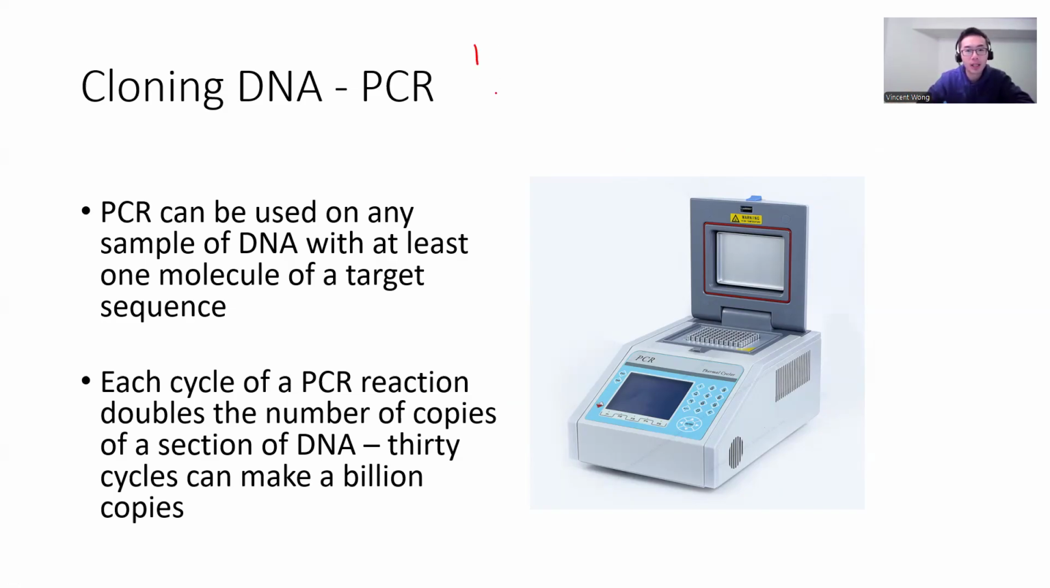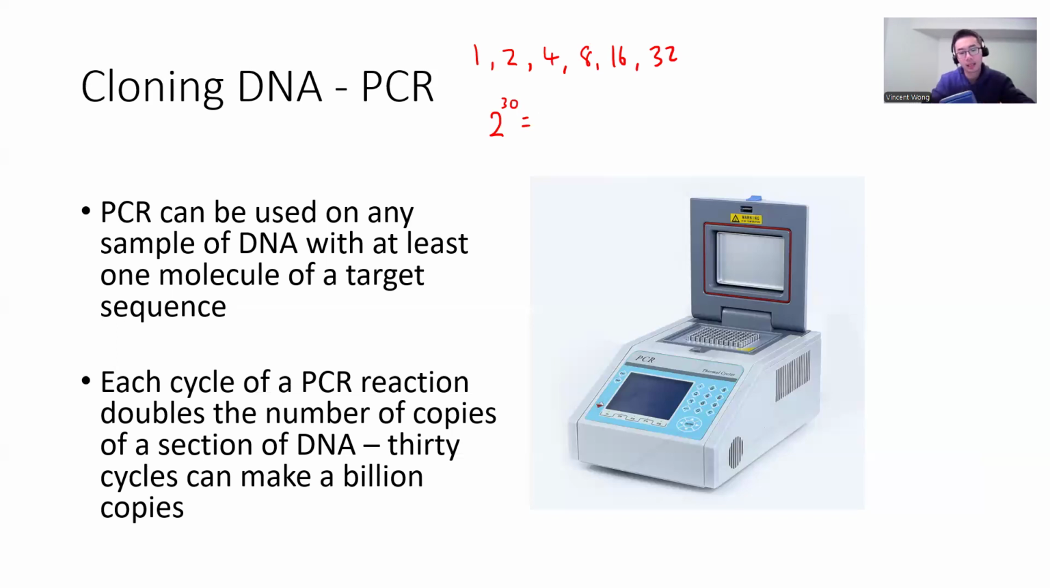So if you start with one copy, after one cycle, and I'll tell you what a cycle is, you will have two copies. And then after another cycle, you will have four copies, 8 copies, 16 copies, 32 copies. It doesn't sound like a lot at the beginning, but what if you do 30 cycles? That's 2 to the exponent 30.